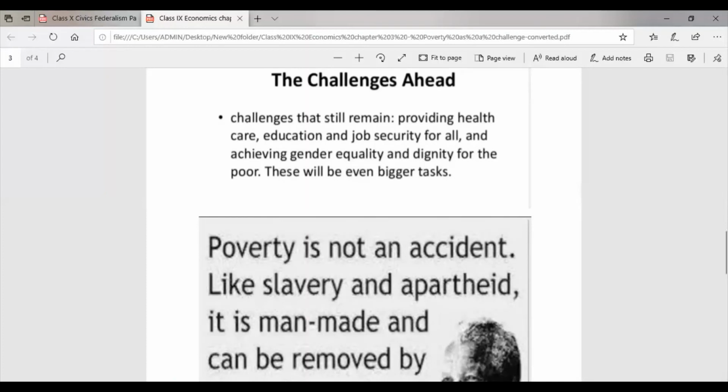We must broaden the definition of poverty from a minimum subsistence level of living to a reasonable level of living. Poverty reduction is expected to make better progress in the next 10 to 15 years. This would be possible when we overcome the above said challenges. With this, we covered economics chapter 3, poverty as a challenge.